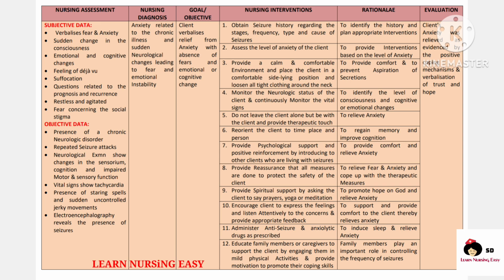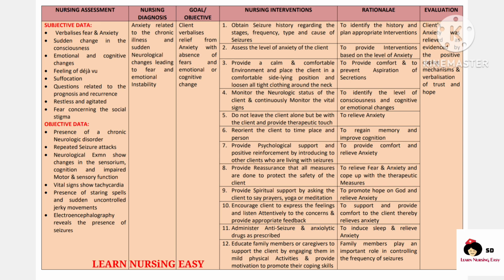Provide a calm and comfortable environment, place the patient in a side-lying position, and remove all tight clothing around the neck. So this will prevent suffocation and thereby relieve anxiety. And we have to monitor the neurological status and vital signs. So this will identify the baseline data and also show the consciousness and emotional state of the patient. And do not leave the client alone, but be with the client and give therapeutic touch. So this will relieve anxiety.